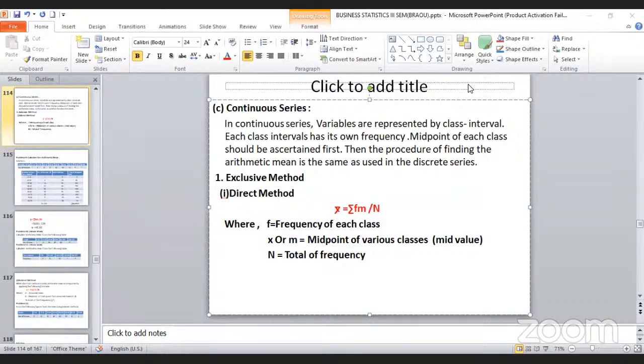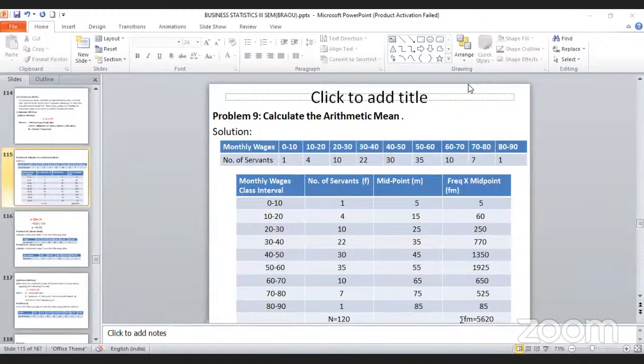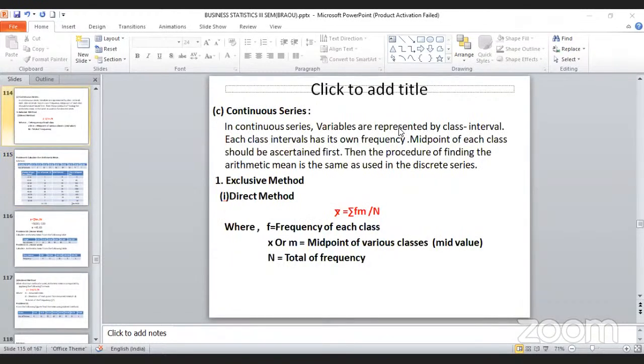Now we'll see, calculate the arithmetic mean. This is a calculation of arithmetic mean. Have you taken the screenshot, ma'am, of this one? Yes, ma'am.